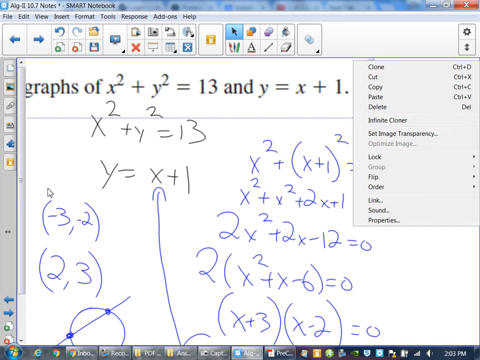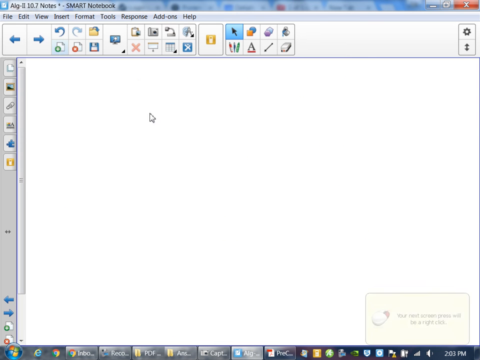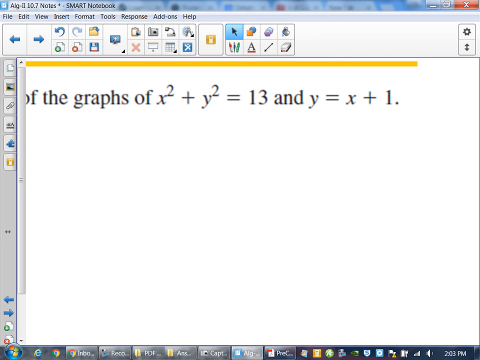So what we're going to do is this. We're going to find the intersection of two graphs, which means we're going to solve a system of equations that have squared terms in them. In this case, x squared plus y squared equals 13, and y equals x plus 1. One of them is a circle, and the other one's a line. We're figuring out where the secant line intersects with the circle. A secant line is a line that cuts through the circle.